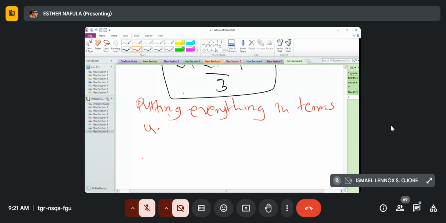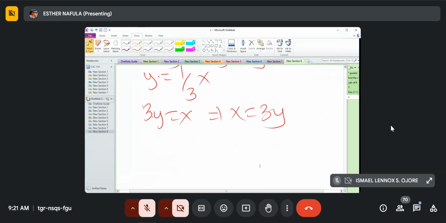So our y was equal to a third x, and we want to write x in terms of y. If we cross multiply, then you have 3y equals x, or x is equal to 3y. So in place of x, substitute with 3y. Then we now need dx in terms of dy. dx will be equal to 3 dy.